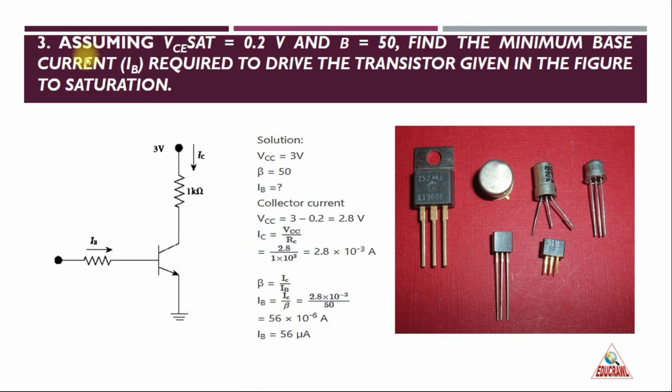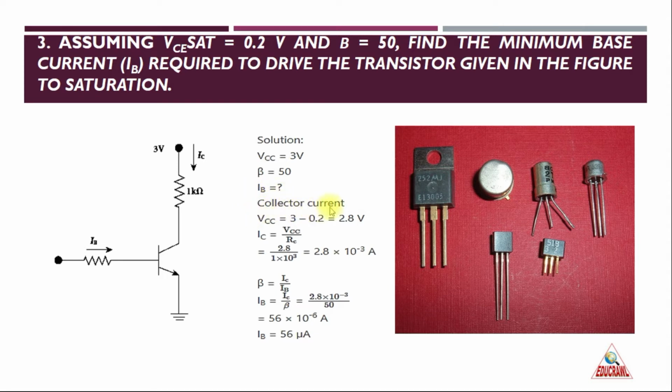Now the third problem. Assuming the VCE value is 0.2 volt and the beta value is 50, find the minimum base current IB required to drive the transistor given in the figure to saturation. From the figure you can understand VCC is 3 volt, and beta is given as 50. You have to find the IB value.